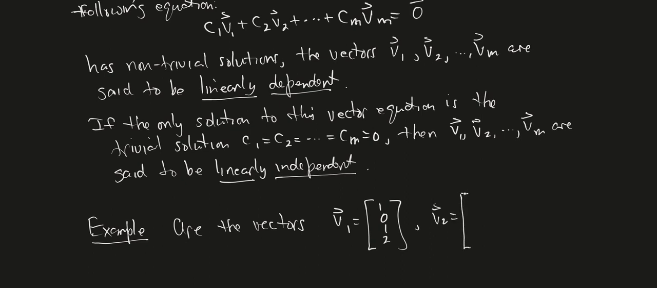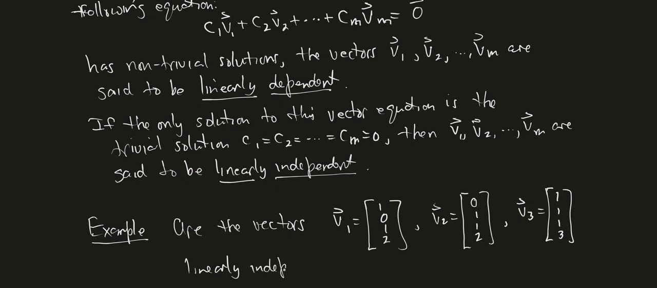Right, v2 is the vector 0, 1, 1, 2, and v3 is the vector 1, 1, 1, 3. Right? Are these vectors linearly independent or linearly dependent? That's our question. And then we are going to have to justify or explain, right?